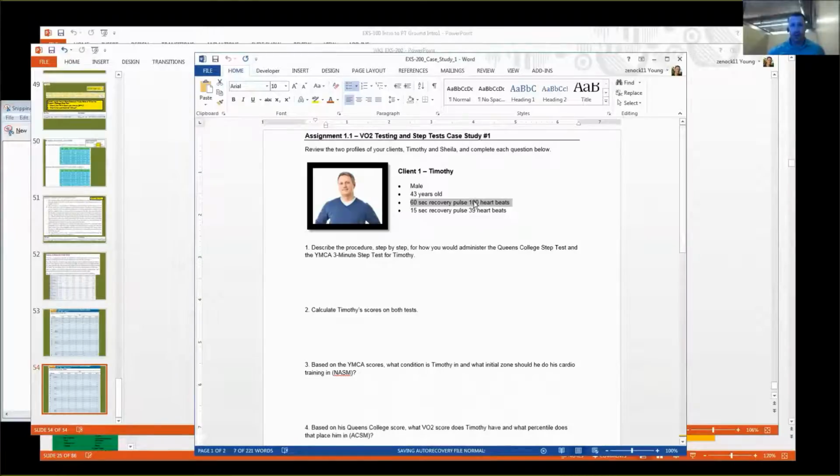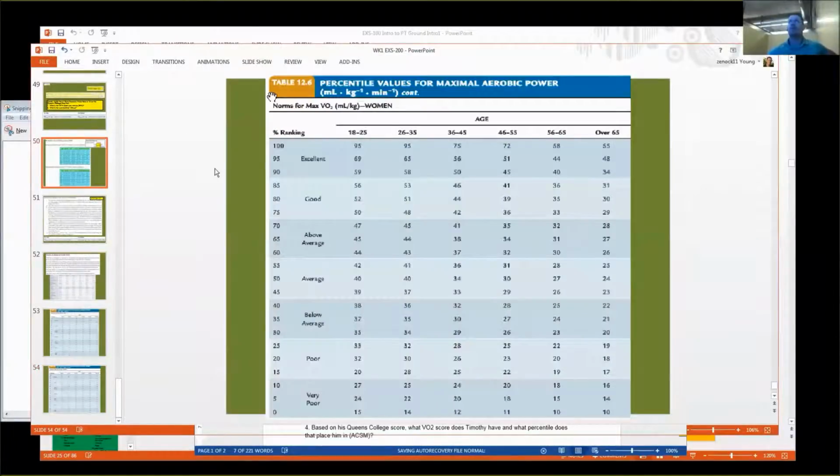That's the YMCA, okay? And as a mindset, when you take a 60-second recovery pulse, it's easy to lose track of the beats. It's easy to miss a beat here and there. So you have to pay very close attention when you're taking a pulse check for 60 seconds. Okay, but his 60 seconds was 100 beats. So where would he be on his chart, his table there? He's average.